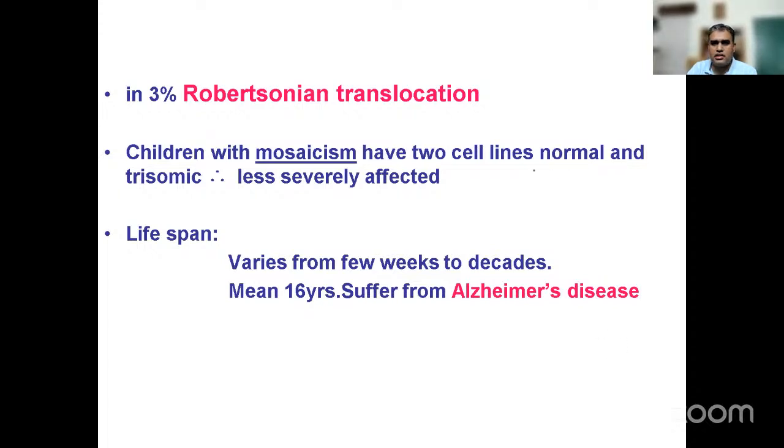In 3% it is translocation, Robertsonian. We'll see what it is later on. Children with mosaicism have two cell lines, normal and trisomic. Lifespan varies from a few weeks to decades, 20, 30, second or third decade. Mean is around 16 years of age. Later on they suffer from Alzheimer's as well.